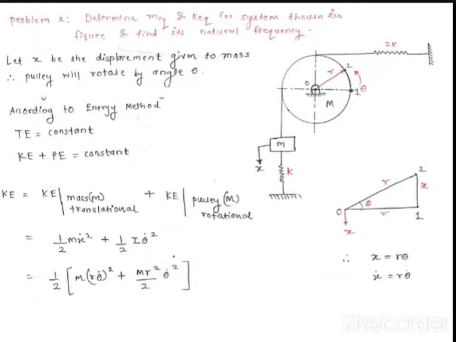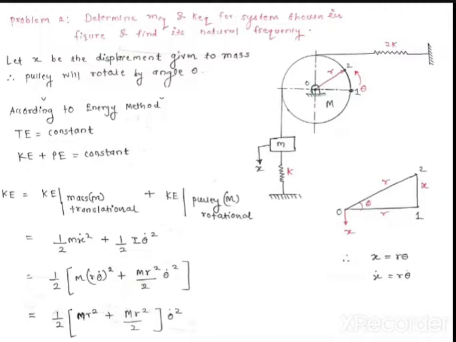What is I? I is nothing but the mass moment of inertia of a pulley. I is nothing but m r squared by 2. What is I? m r squared by 2. I put all this. Now after putting it, see what is common. Again theta dot square is common. So 1 by 2 and theta.